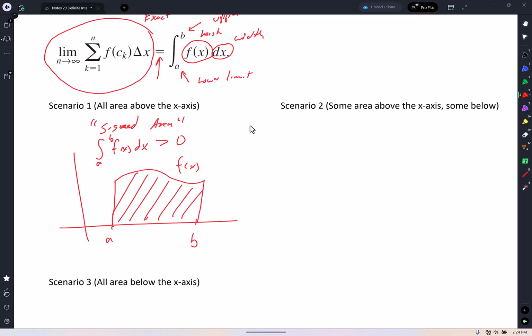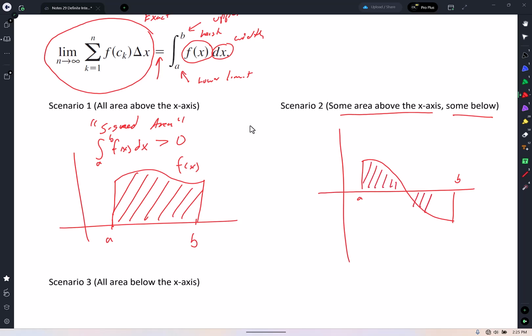Okay. Some area above the x-axis, some below. So that's something like this. I have a curve and it crosses the x-axis. Here's A, here's B, and we're adding up all this and we're adding up all that. We cannot ensure that this is positive. It depends. If we have more area above the x-axis than below, then it's positive. If we have more area below the x-axis than above, then it's negative. Cool or not cool?